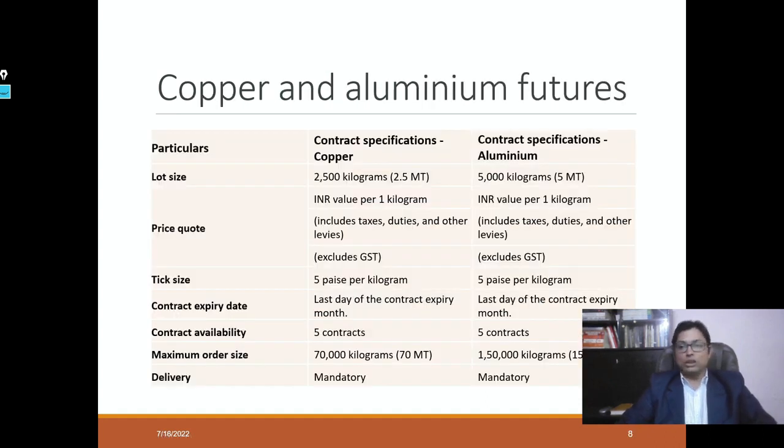Further, for copper and aluminum futures, you can see some specifications are given here. So, like other things, metals like gold, aluminum, and copper are also traded, and their specification is given here. You can see the maximum order size is 70,000 kilograms for copper and 1,50,000 kilograms for aluminum. So that way you can go on trading all these things. Lot size is 2,500 kilograms for copper and 5,000 kilograms for aluminum. So this is the wider specification of copper and aluminum futures.